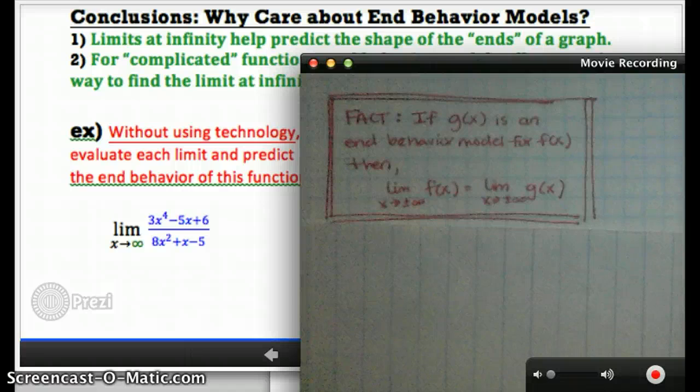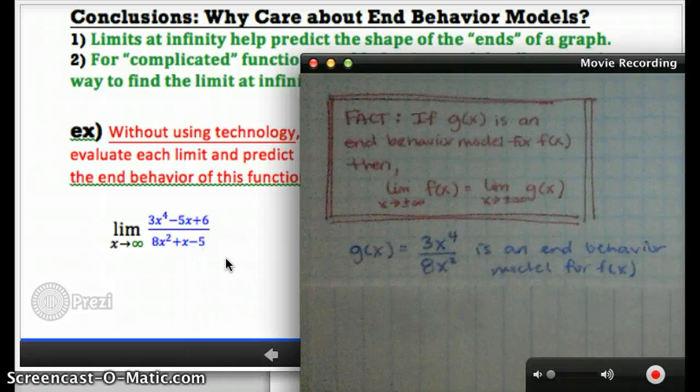If g of x is an end behavior model for f of x, then automatically the limit at infinity of f of x has to equal the limit at infinity of g of x. And this is great news because we already know an end behavior model for this function. We proved in the first video that g of x equals 3x to the fourth over 8x squared was an end behavior model. And we proved that by showing that the limit of f of x over g of x equals 1.